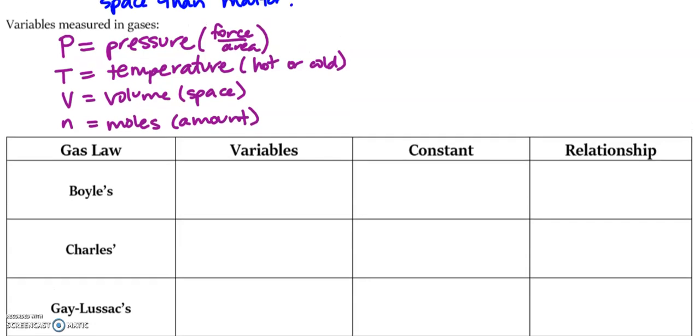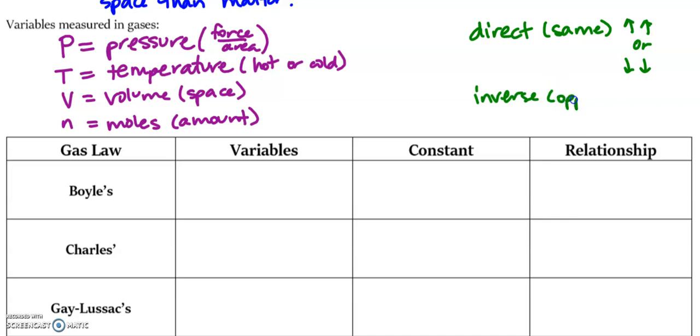So quick note over here, a direct relationship is when the things change in the same direction. So they're either going to both, and I'm just going to do arrows to indicate this, both increase, or as one decreases, the other also decreases. Inverse is opposite. So that would be as one changes by an increase, the other would change by decreasing.